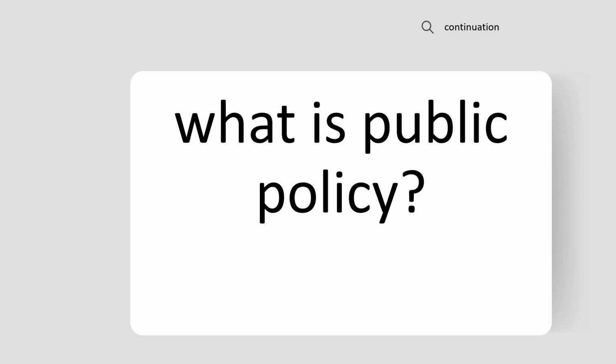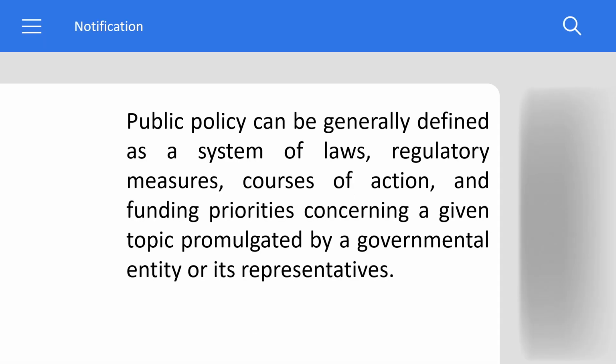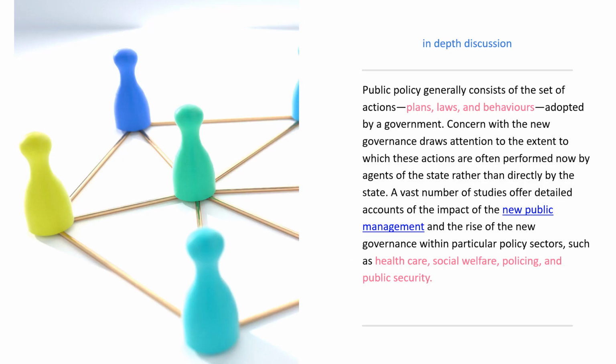What is public policy? Public policy can be generally defined as a system of laws, regulatory measures, courses of action, and funding priorities concerning a given topic promulgated by a governmental entity or its representatives. In-depth, public policy generally consists of a set of actions, plans, laws, and behaviors adopted by a government. Concern with the new governance draws attention to the extent to which these actions are often performed now by agents of the state rather than directly by the state. A vast number of studies offer detailed accounts of the impact of the new public management and the rise of the new governance within particular policy sectors, such as healthcare, social welfare, policing, and public security.